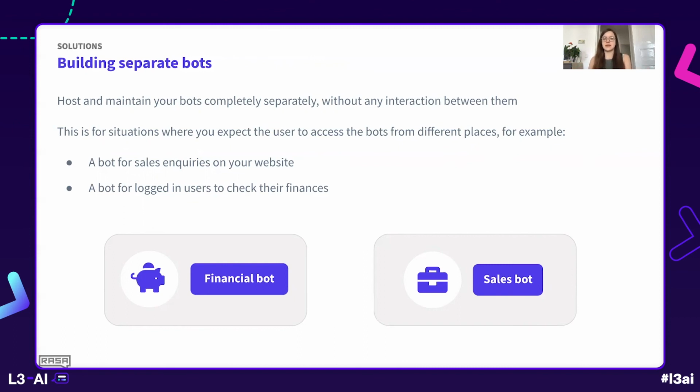And this makes sense for situations where you want your user to access the bot from different places. So a good example of that would be a bot for sales inquiries that you want to have on your website. Users that are browsing your website will probably want to ask questions there. And then you can have a bot for users that are logged into your mobile app, for example, to ask questions about their finances. So in that case, it's better to just have them separate. You don't need to do any sort of interaction between them at all.